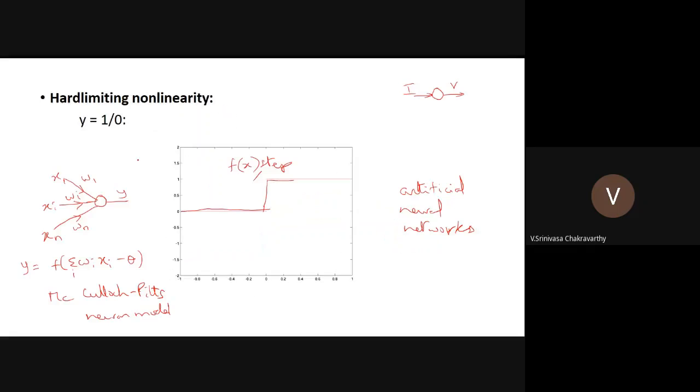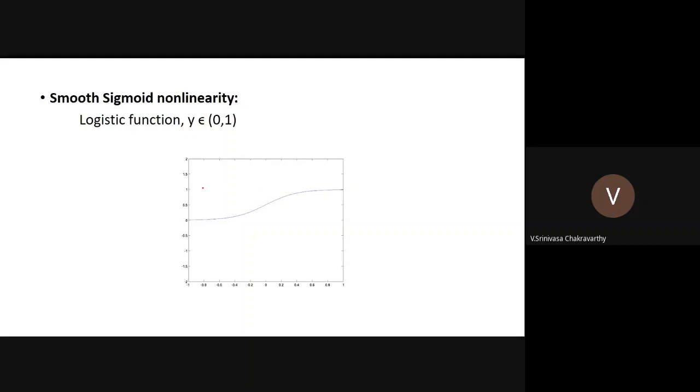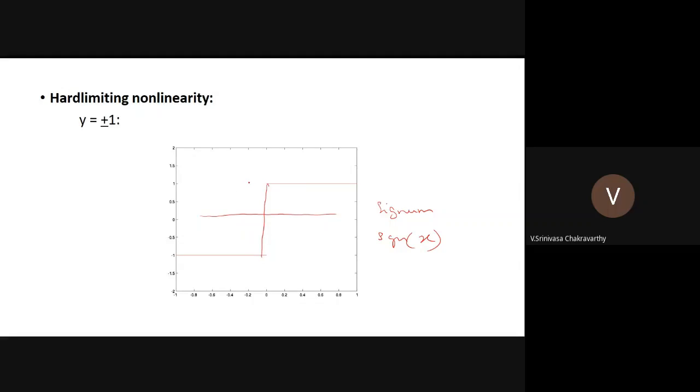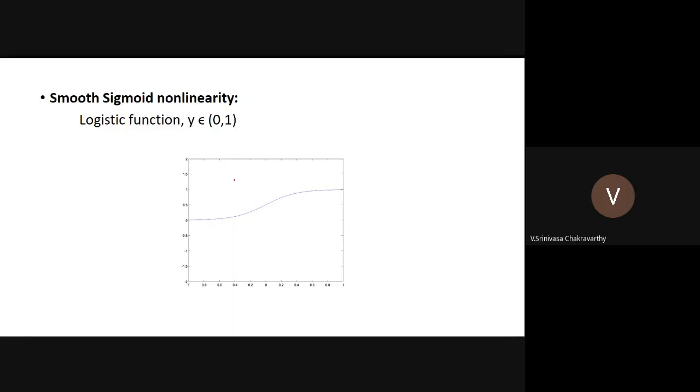So these two are called hard limiting nonlinearities because there is a discontinuity. The nonlinearity is hard limiting. It abruptly changes from the lower value to the higher value. Then there are smoother versions of this, because the disadvantage of this kind of model mathematically is that the derivative doesn't exist at the origin, so your calculations become problematic. Therefore people have modeled a smoother version of this. So in the 0 to 1 convention, instead of the step function, this is a hard limiting version. So this is a step.